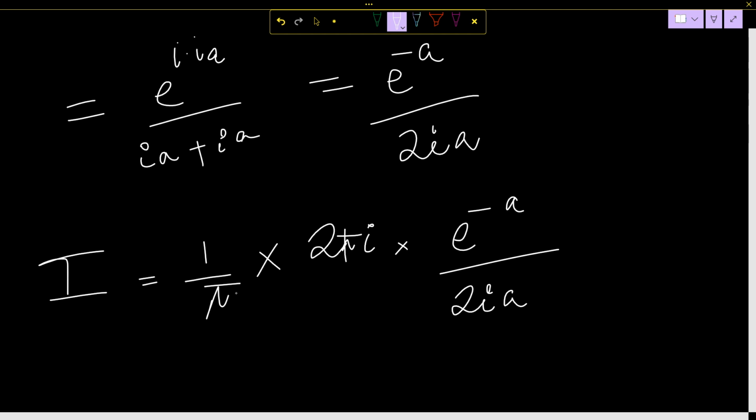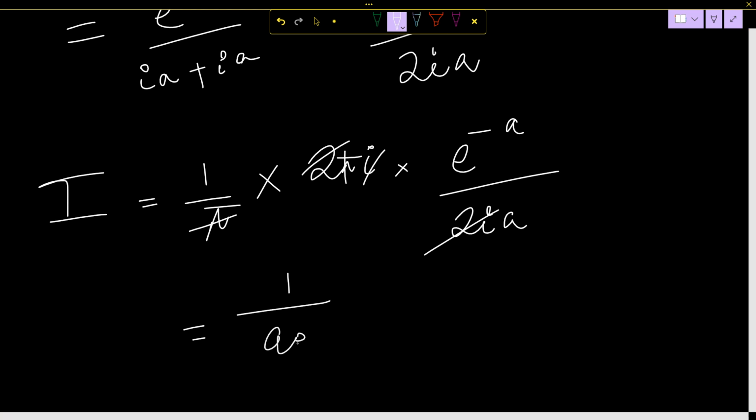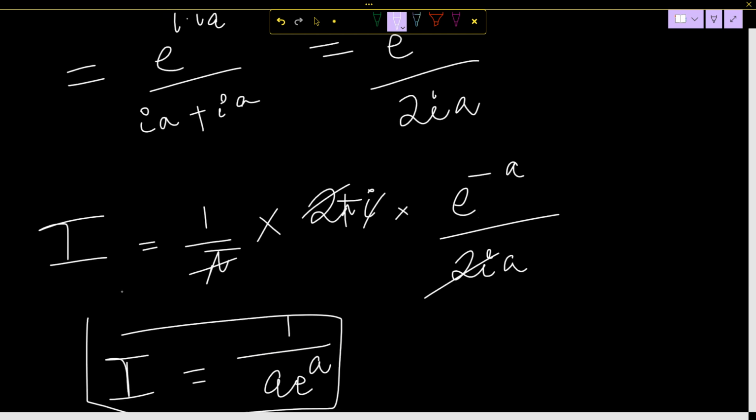Pi will be cancelled, 2i will be cancelled, so the answer will be 1 by a into e to the power minus a. All right. So this is the answer for the second question. I is equal to 1 by 8 into e to the power minus 8.